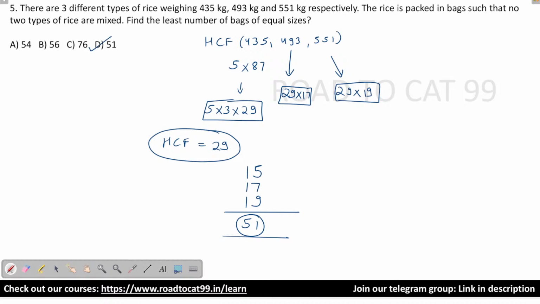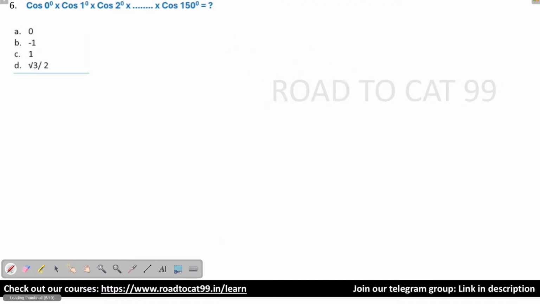अंडरस्टूड है ना? सेम क्वेश्चन, डिट्टो क्वेश्चन आपका शिफ्ट वन में भी आया था, राइट। Any doubts? All right, let's move to the next question. Solve this question on your own first. Tell me what is the answer.